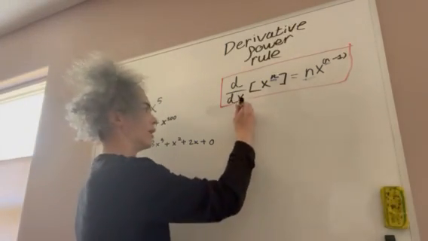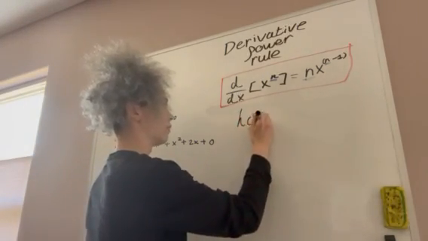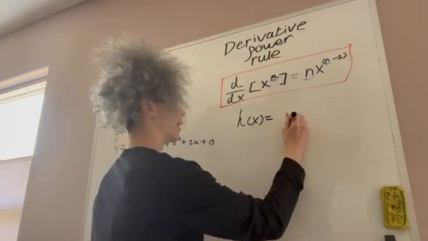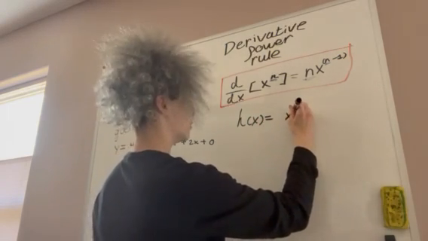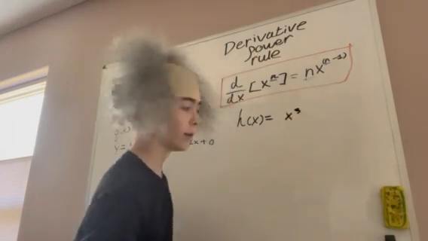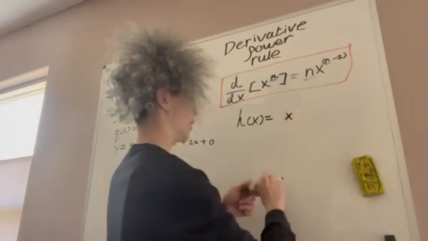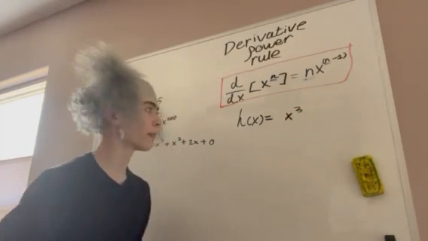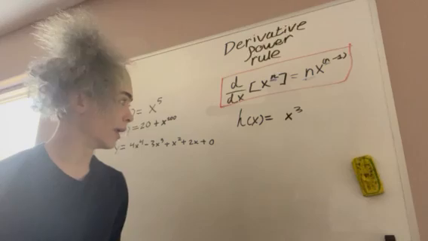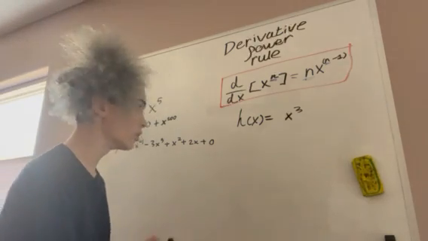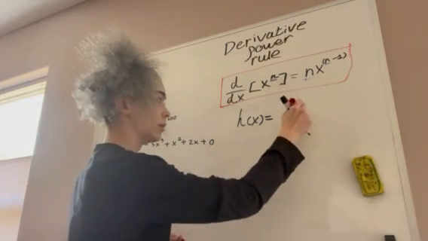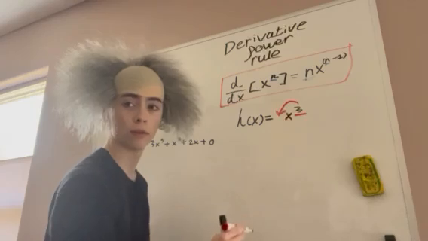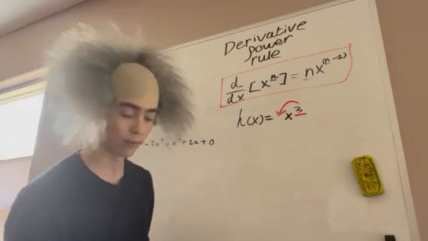I'm going to say, let h of x equal x to the third power. And I'll write that more clearly. x to the third power, right? Now, the way I think about this is you just take this number, you bump it out in front of the x, and then you subtract 1 from the power.